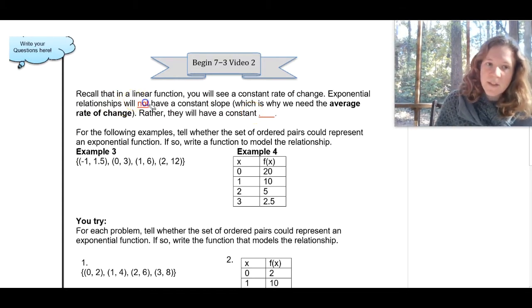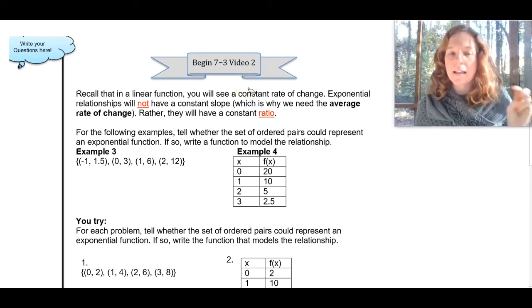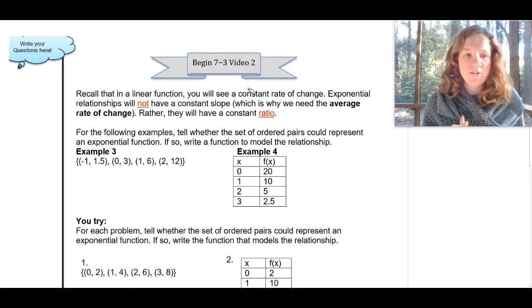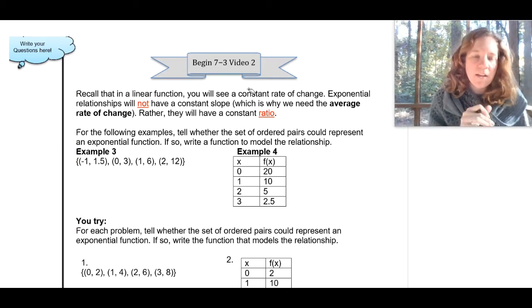Exponential relationships are not going to have a constant slope. That's why we have to do average rate of change. Back when you did that in Unit 3, we talked a lot about rate of change. Instead, they're going to have a constant ratio. Just like in Lesson 1 of this, when we were doing geometric sequences, you were looking for what's being multiplied each time. That's an exponential growth.